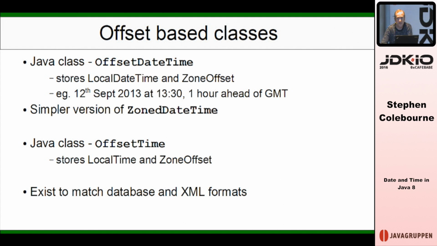So there's an OffsetDateTime class. OffsetDateTime is a little bit like ZonedDateTime, but it doesn't have the time zone rules. It's the LocalDateTime just plus the offset.